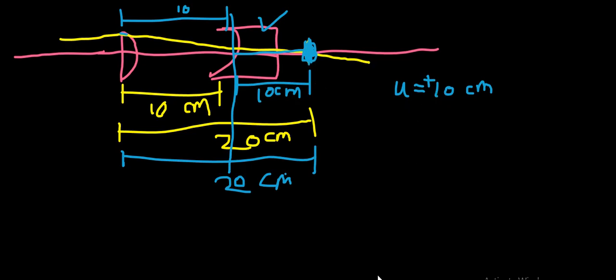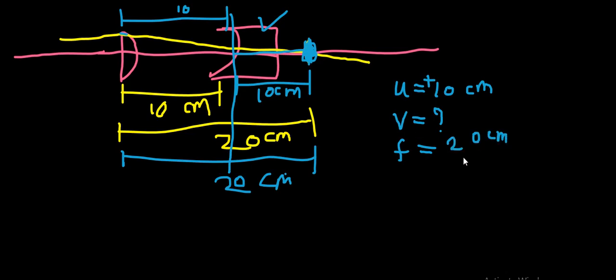Now we have to find the image formation from the second lens, so this is the important thing you have to understand. We should not look at the first lens now; we have to look at the focal length of the second lens. Since we have crossed the first lens, the image formed by the first lens now acts as the object for the second lens. Now the focal length of the second lens is the same, 20 centimeter.